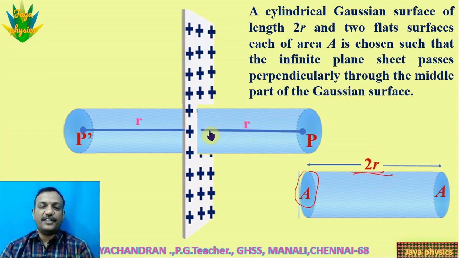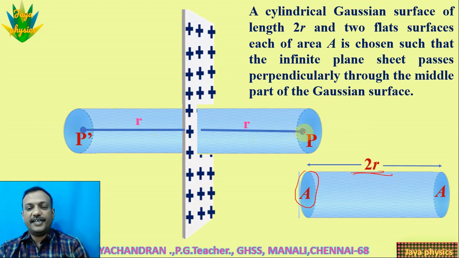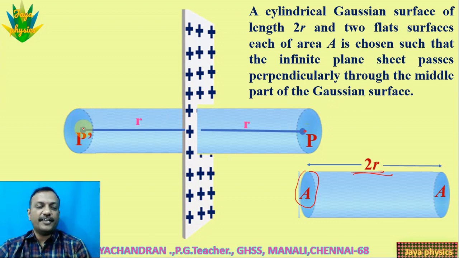The point P is at a distance R, but the point P will come at the end cap. On the other end cap, I will call the point P dash. This is R distance. So the sheet of charge is at the center of the cylinder, and this is length 2R.